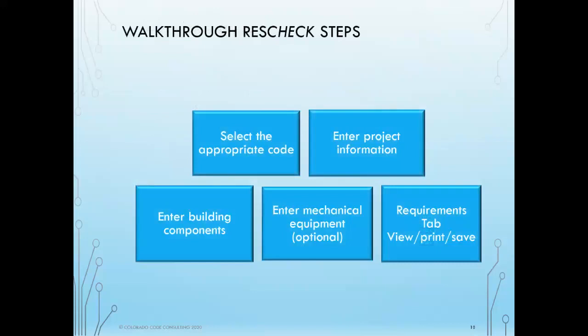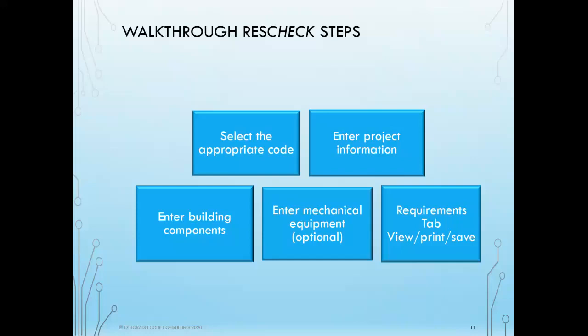So we're just going to take a few quick little steps here. We're selecting the appropriate code. We'll show you how that's done. We've got to enter the right project information, the address and things of that nature. Making sure all the building components are correct because we're just dealing with the thermal envelope. We're going to talk about the mechanical piece and why that's optional. Okay? And then we've got the different requirements tab.